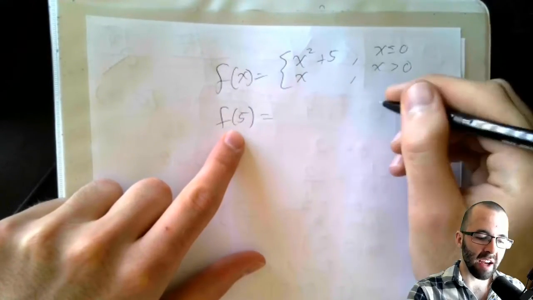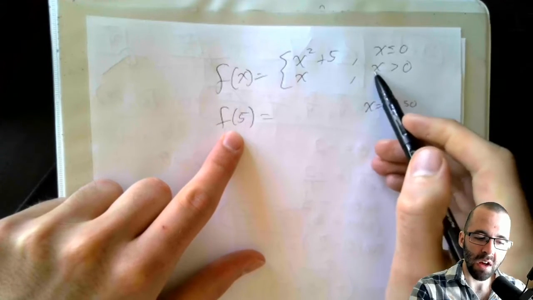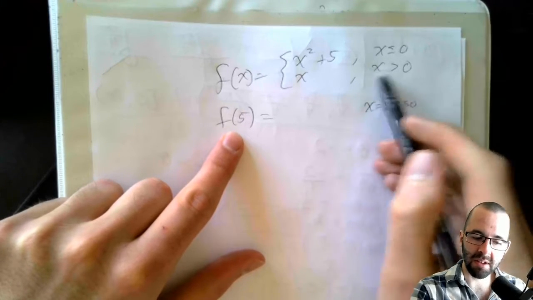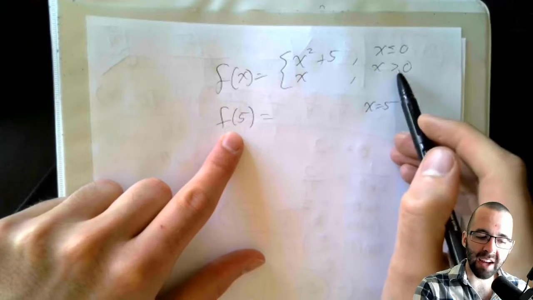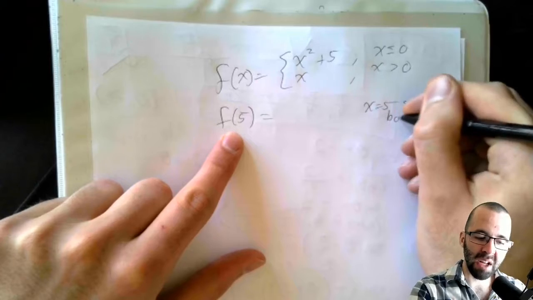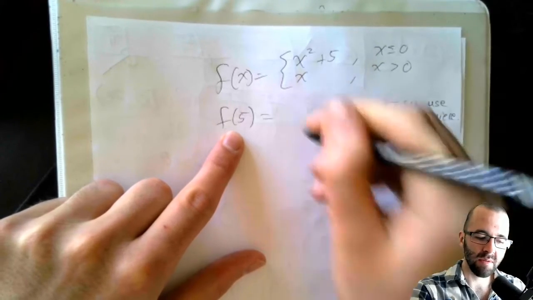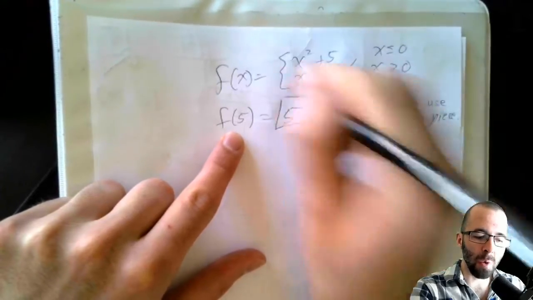Right, x is 5. So which piece do we use? We use the bottom piece, because the bottom piece is the one you use when x is positive. So use bottom piece. That's what we're doing with these piecewise functions. So f of 5 is only 5.